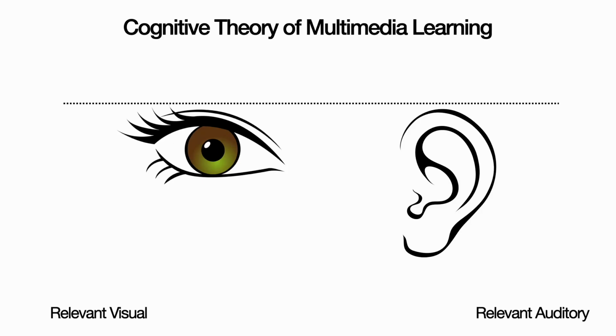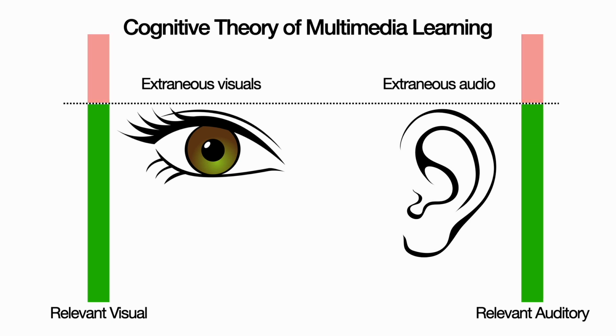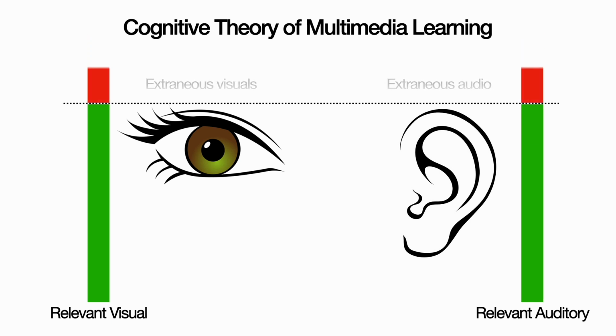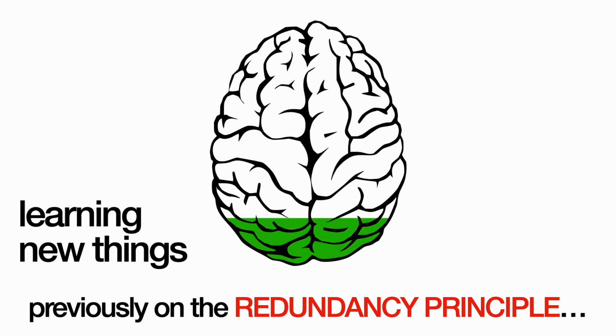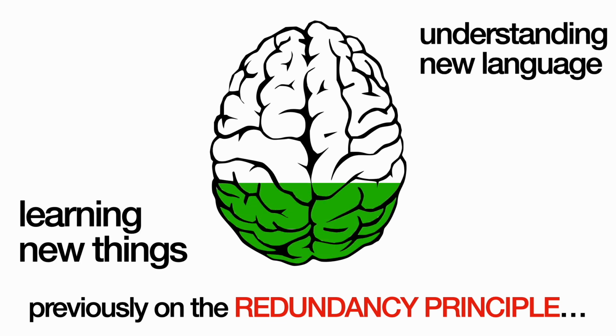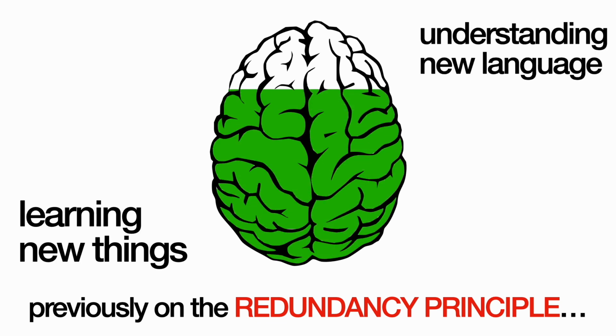So far, I've used this illustration to represent how learners receive information through our visual and auditory channels and how we should reduce cognitive overload by cutting out extraneous visual and auditory content. In the video on the redundancy principle, which you can watch here if you haven't seen it yet, or click on the link in the description down below, we also looked at how things can add to cognitive processing, such as the need to understand materials in a second language.